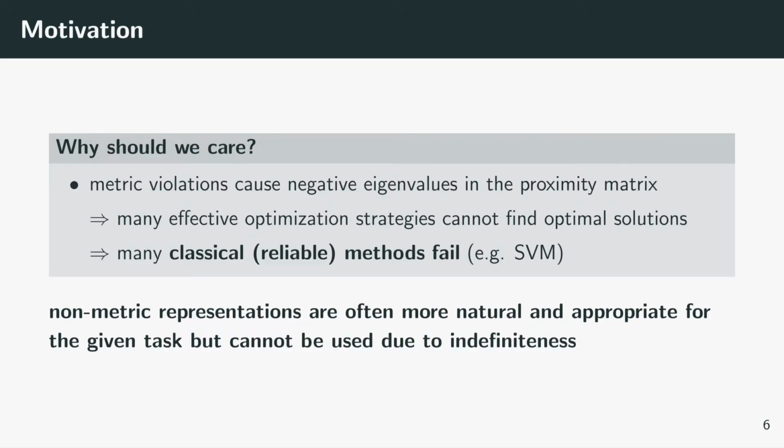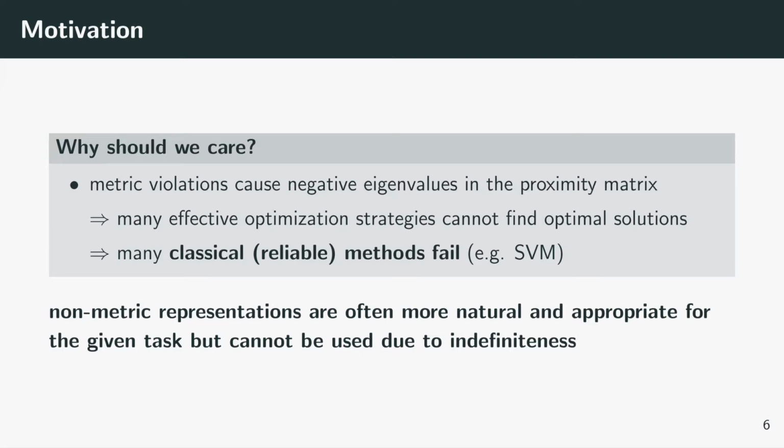Why should we care? Why is this important? Those metric violations cause, for example, negative eigenvalues in the proximity matrix. So many effective optimization strategies cannot find optimal solutions. They can find solutions, but there is no guarantee that these are the optimal solutions. The optimization problem is no longer convex, and because of this, many classical, reliable methods, for example, the support vector machine, that is very, very solid, fail due to this indefiniteness.